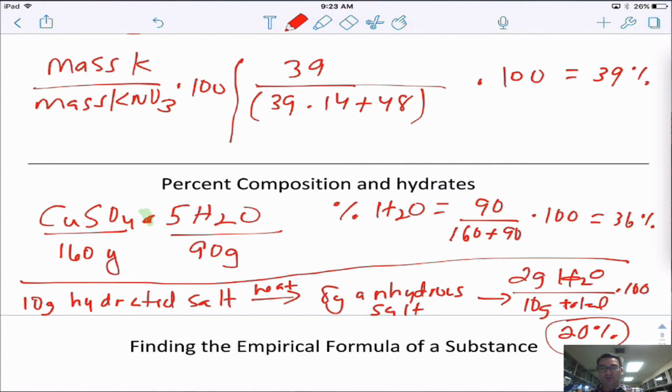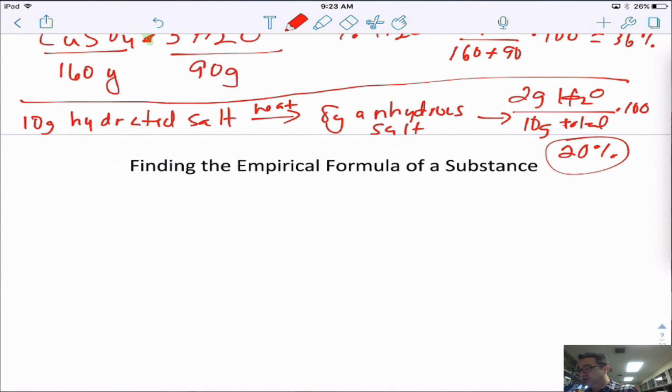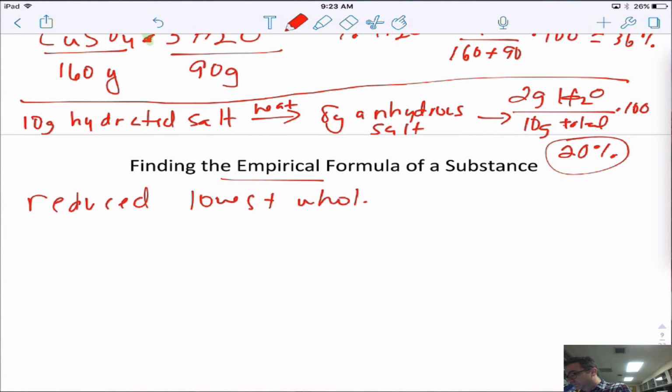So now, let's talk about empirical formulas, which relate to percent composition. So when we have an empirical formula, first let's talk about what it is. An empirical formula is defined as the reduced formula. It has the lowest whole number ratio of elements in a compound.